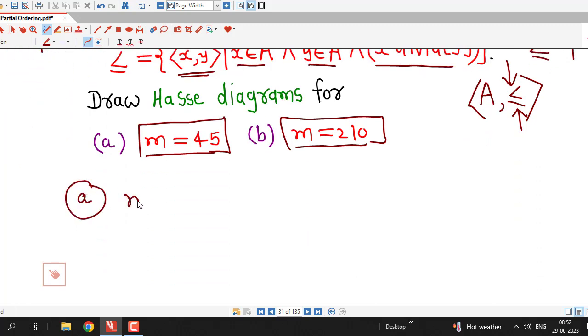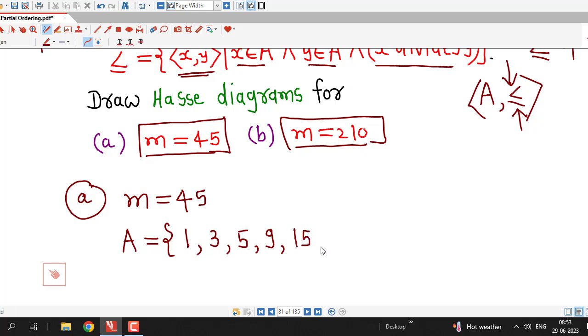So in part A I am taking m equal to 45 and the given set is the set of factors of 45. So we have to write down all the factors of 45 in this set A, and we know that 1 is a factor of every positive integer, then 2 is not a factor of 45, 3 is a factor of 45, then 5, 9 and 15 and 45. So we have all these factors of 45.